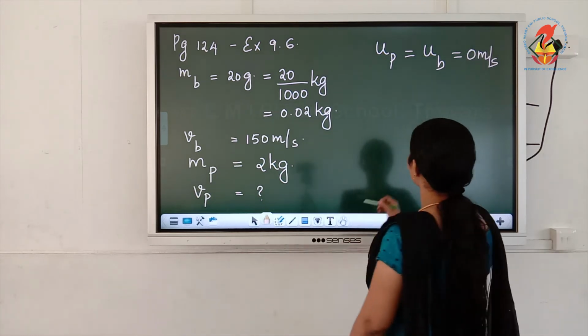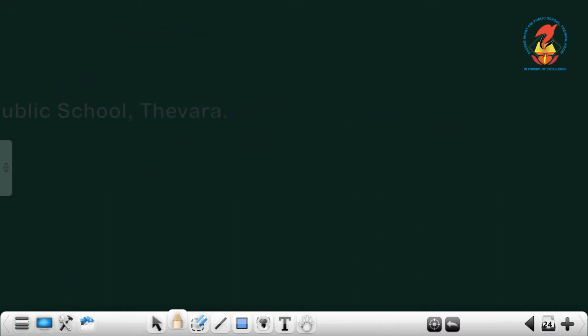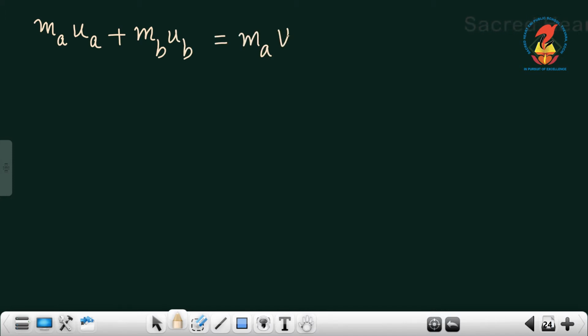The equation that we use is MAUA plus MBUB is equal to MAVA plus MBVB, where A and B are the two objects.